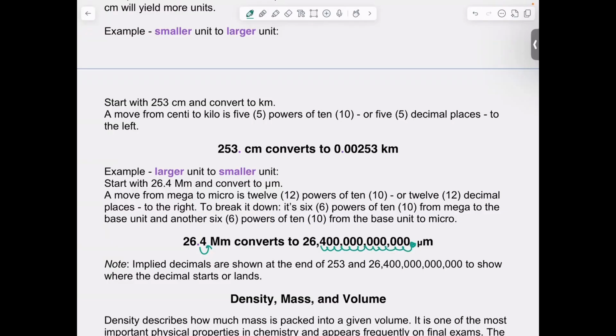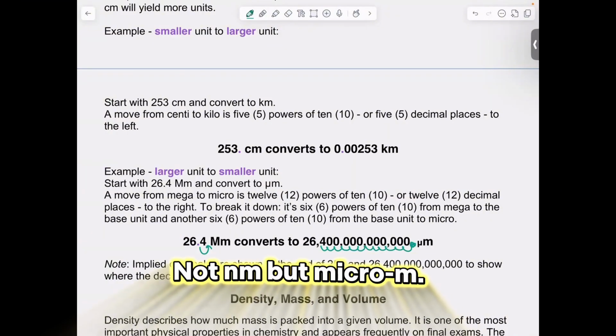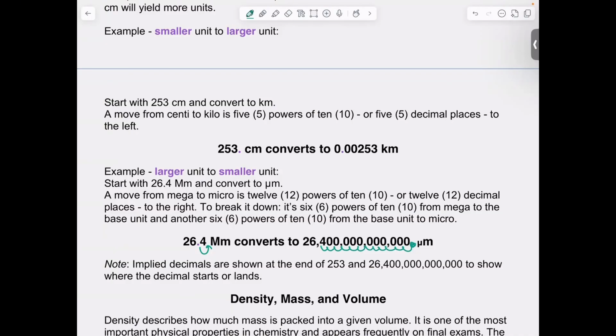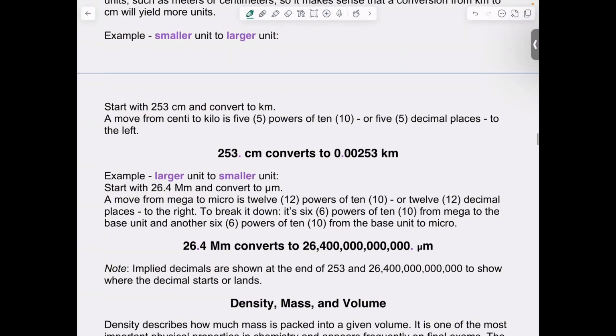So 26.4 megameters converts to, we're looking at what? 26 trillion 400 billion nanometers. Wow. That's something else. Now it should make sense if you have one large unit like mega, that's a pretty large unit, and you're converting to a smaller unit like micrometers, you're of course going to have a way large number. One large unit contains a lot of smaller units, okay? So that's it for this section.